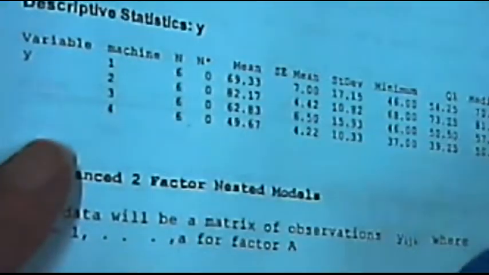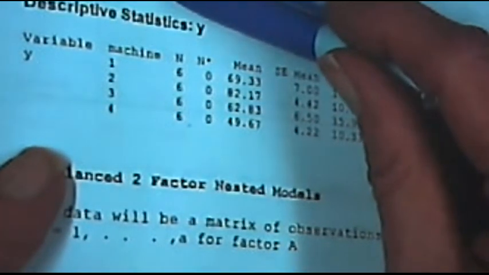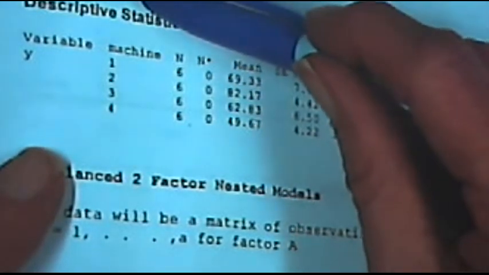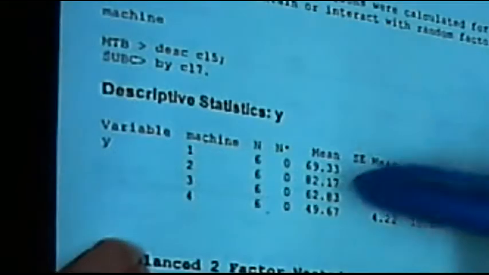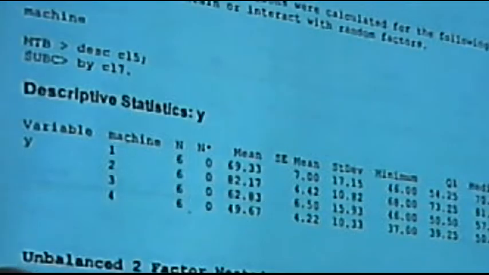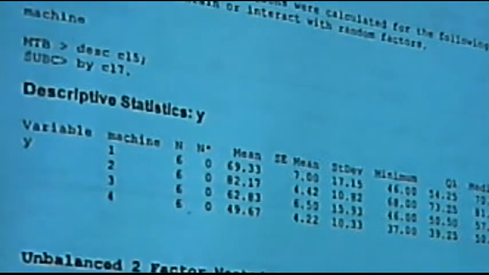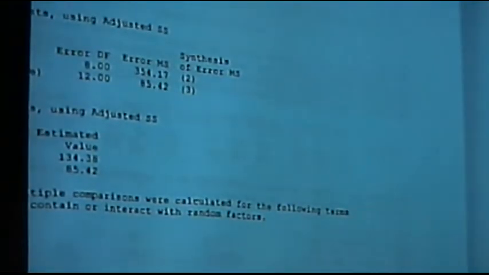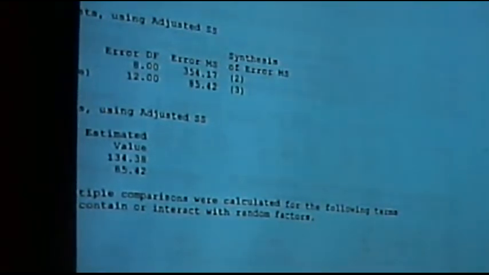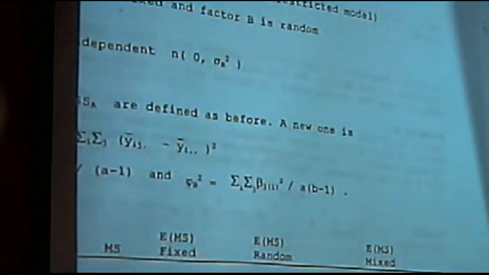So I asked for some descriptive statistics. Describe C15, break it down by C17. 17 is the machine. So here's the 4 machines. Here's the means and standard deviations and so forth. Okay. So if you stop and stand back from this Minitab exposure that you see, what am I doing here? I've got a balanced nested data set. And I'm running Minitab to do the two tested hypotheses. And that's all that I've done here.